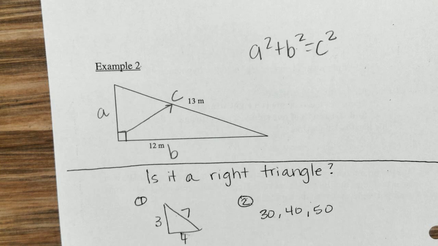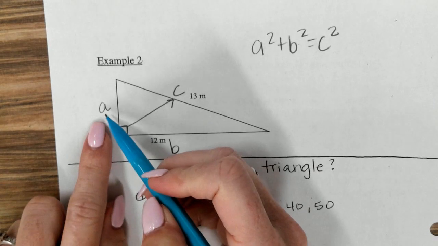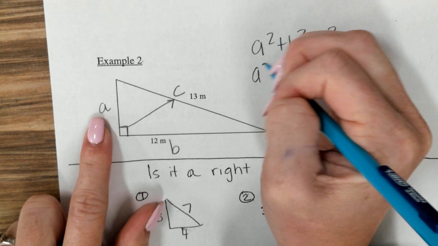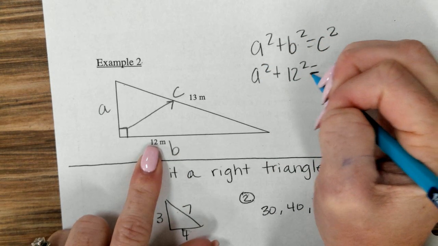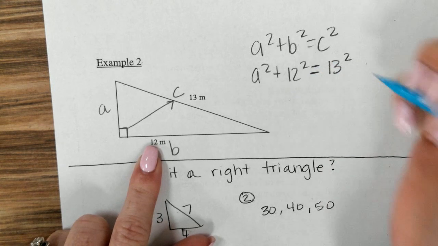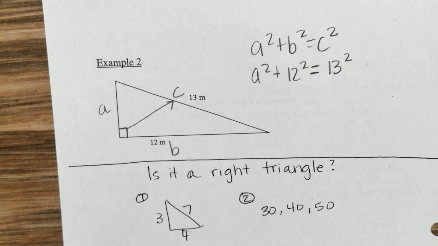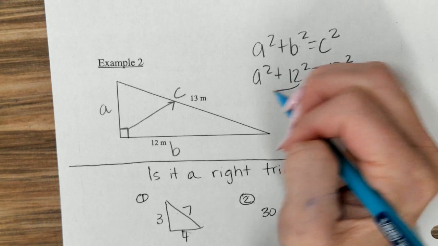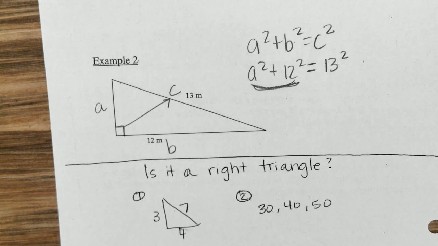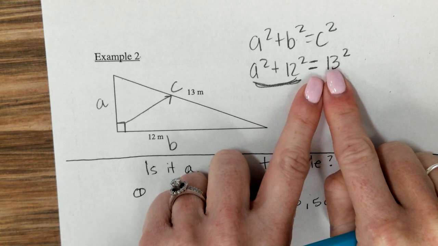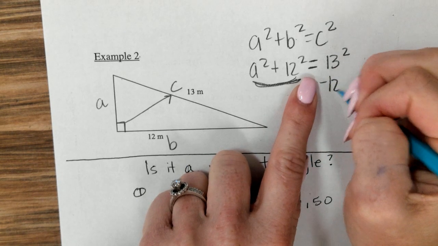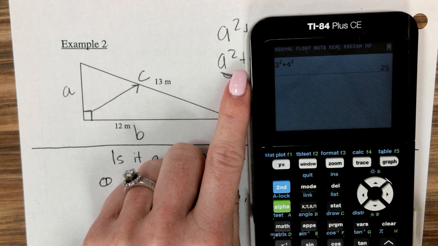I plug in what I know. Well, I don't know what this is, so I just say it's a squared plus, I do know that b is 12, so 12 squared equals, and I know that c is 13, so 13 squared. I can no longer add because I don't know this one. Do y'all see that? I cannot add those. So instead of adding, I subtract these because I would move this to this side of the equation by subtraction. So I'm actually doing 13 squared minus 12 squared.